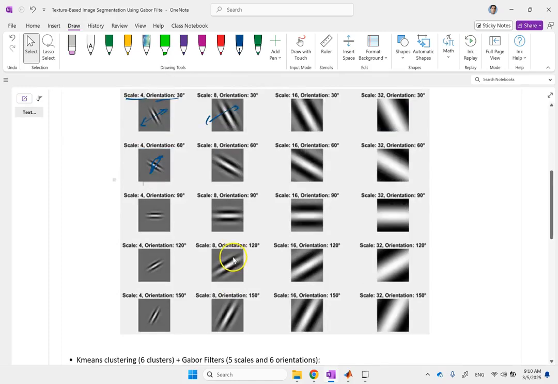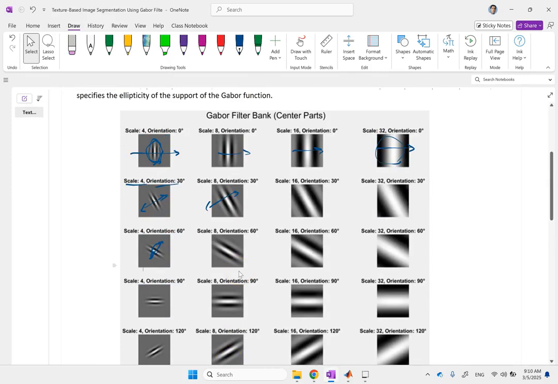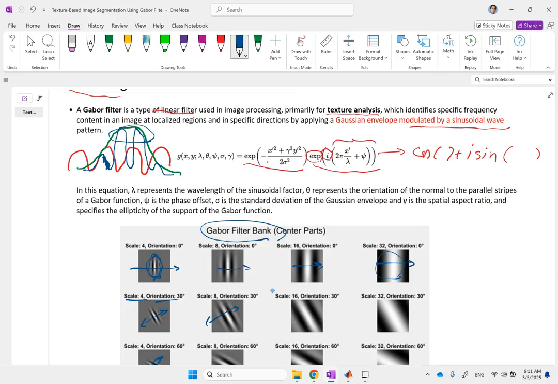So you can get different types of textures by convolving these kernels, which we call Gabor filter banks, with your image. The equation for that, as I said, is a Gaussian times a harmonic, and it's a complex thing. So when we look at the result of convolving an image with the Gabor filter, we typically need to look at the real part of it or the absolute part of it, because they are complex numbers.